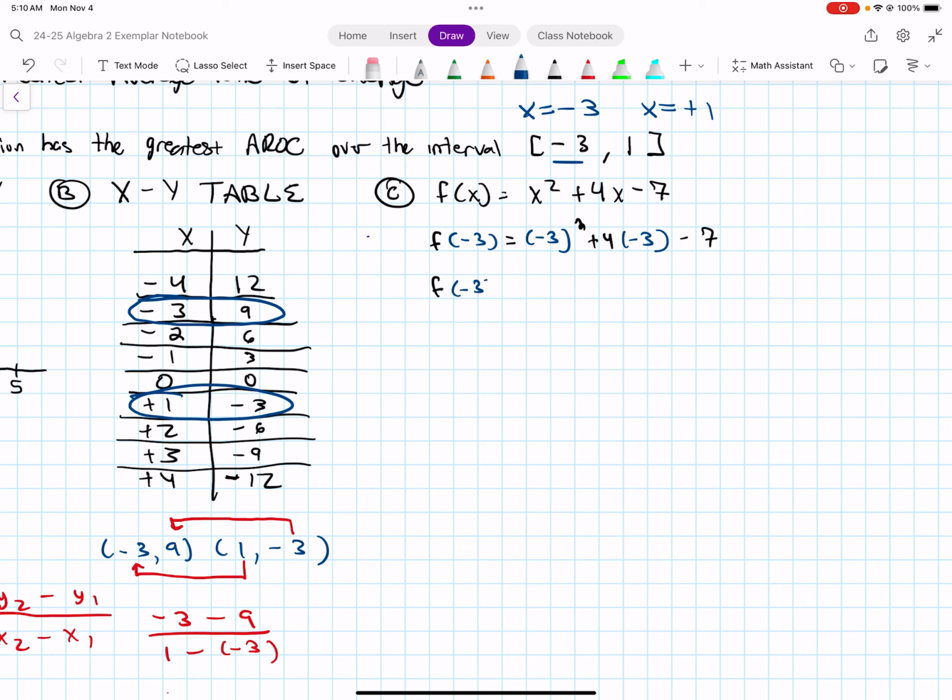f of -3. -3 squared is 9. 4 times -3 is -12. And then minus 7, we bring it down. f of -3, 9 minus 12 is -3. -3 minus 7 is -10. And so we have a corner point of -3, -10.